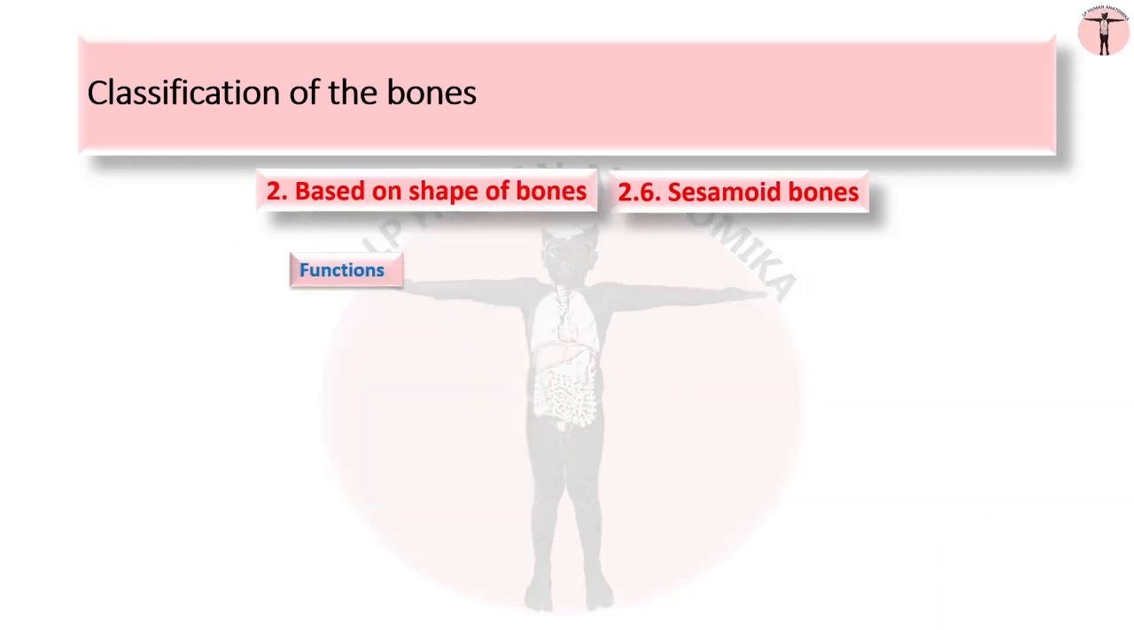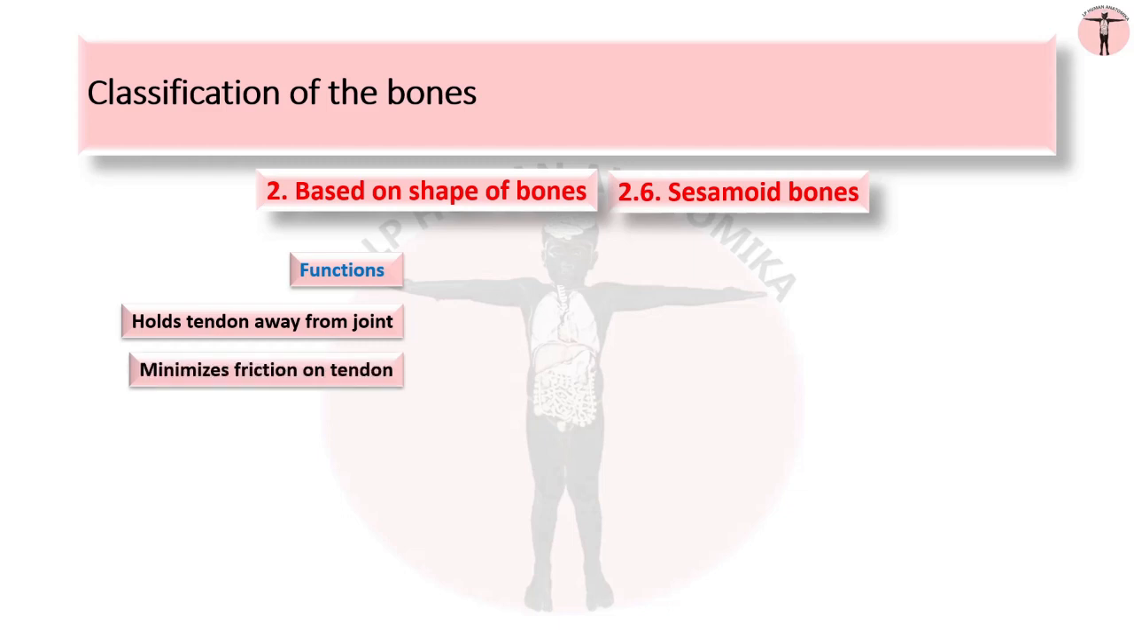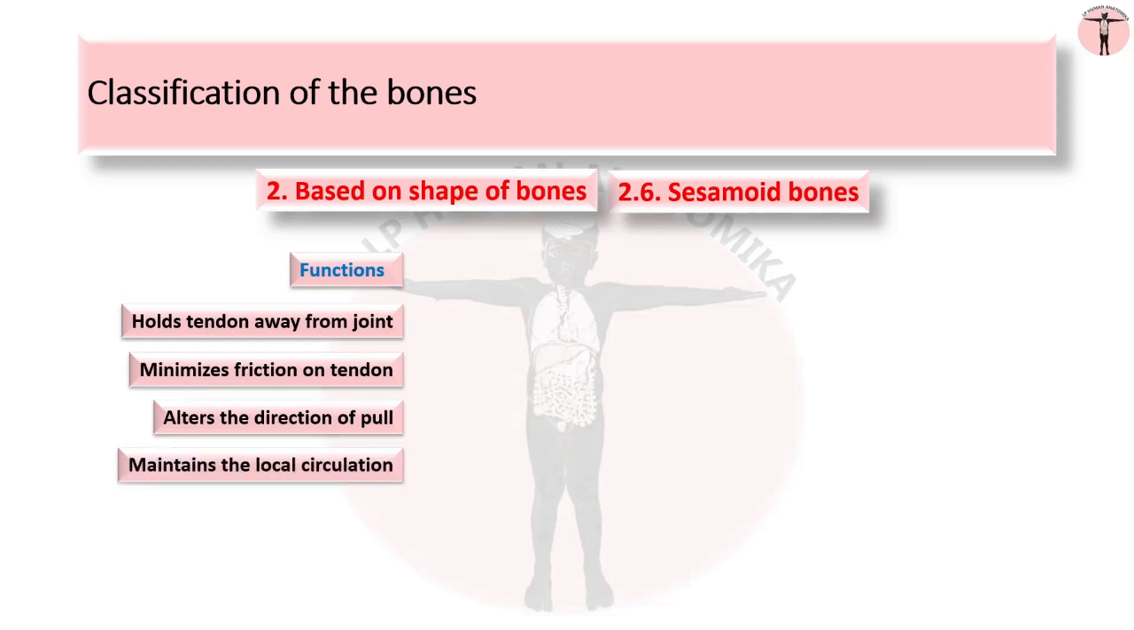The functions of sesamoid bone are: it holds the tendon slightly further away from the center of the joint and protects it from wear and tear, reduces or minimizes friction on tendon, alters direction of tendon and the pull of muscle, maintains the local circulation, and protects the vessels and nerves.